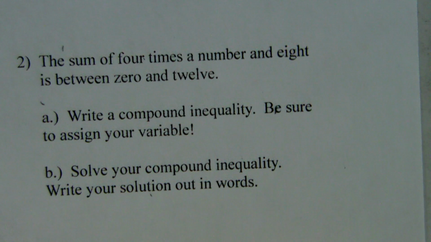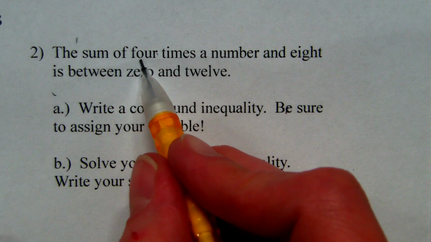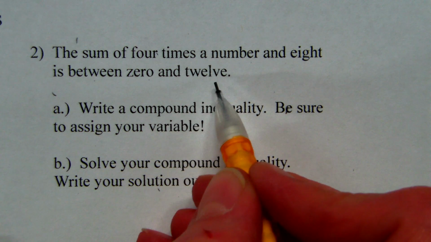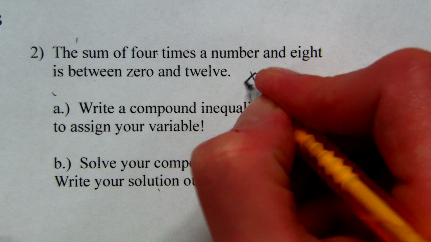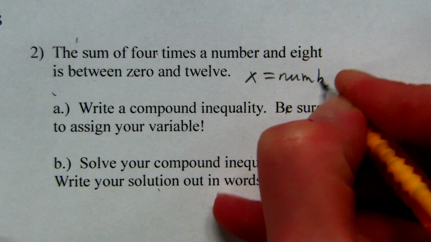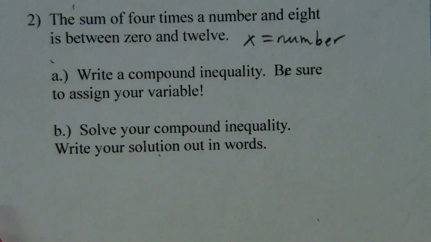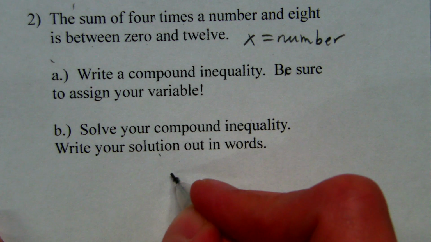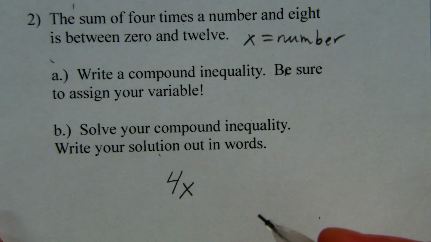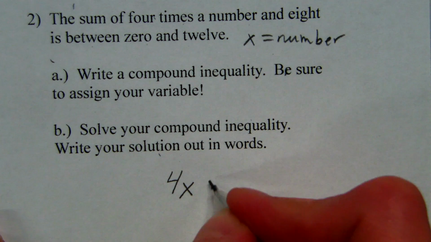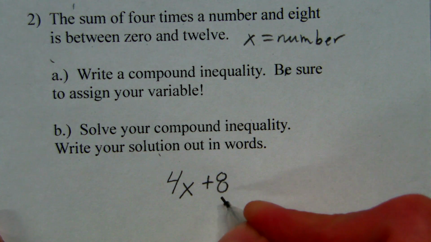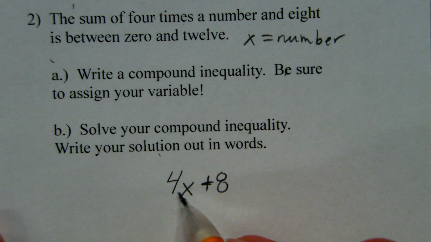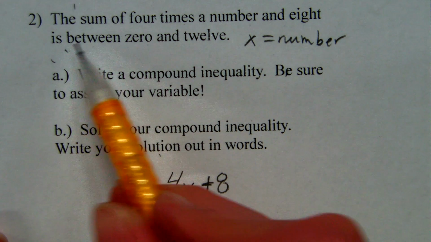All right, let's take a look at number 2. The sum of 4 times a number and 8 is between 0 and 12. So I'm going to let x be my number this time. Lots of people like to use x, so I'll use it occasionally. So it says the sum of 4 times a number and 8. So 4 times a number would be 4x, and 8, if we're doing a sum, would be plus 8. Or you could do 8 plus 4x. It doesn't matter as long as you have that sum in there. So this is the sum of 4x and 8, is between 0 and 12.